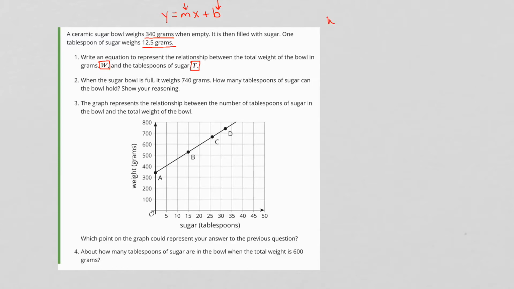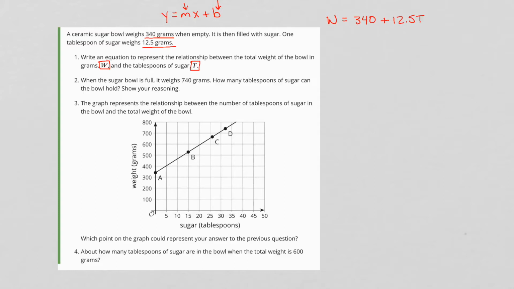We have W that represents our total weight of the sugar bowl. And then we know that in the beginning, the sugar bowl weighs 340 grams. They tell us that. So it's got to at least weigh 340 grams. And then every time we add a tablespoon of sugar, we're increasing the weight by 12.5 grams. 12.5 grams, 25 grams, and on and on. So every time we add that tablespoon, we increase the weight by 12.5 grams. So that's a nice equation. I think that would work.